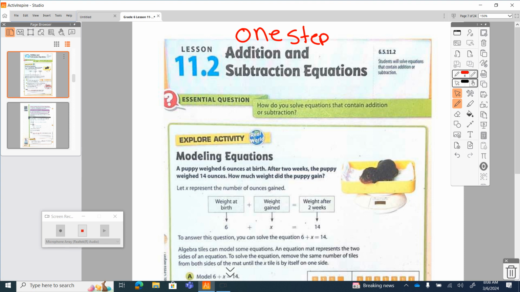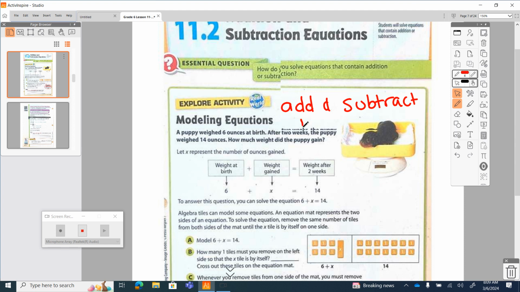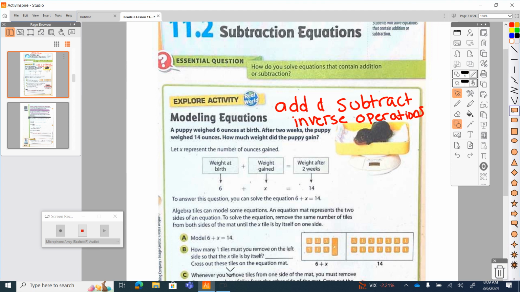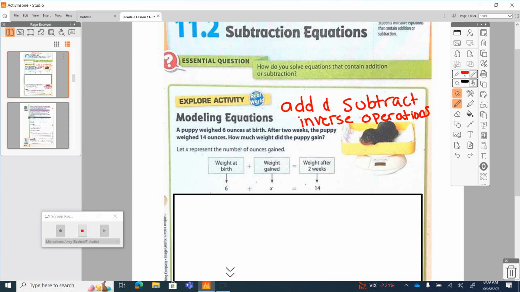Okay? So the thing that we need to remember when we're doing this is that addition and subtraction are what we call inverse operations. We can think of them as opposite operations when we go to solve them. And we are not going to use the models that they're using. We're not going to use algebra tiles, because you have not really learned yet how to deal with negative numbers. So it affects it.